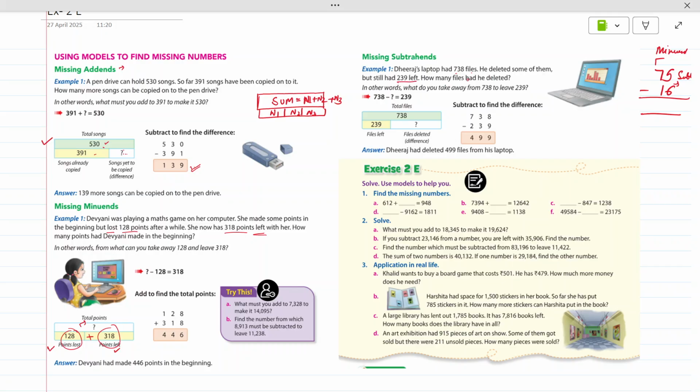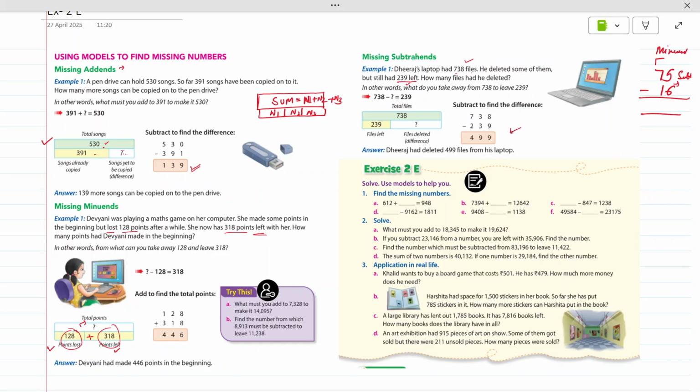He deleted a few, and the amount left with him is 239. We have to find out how many files he had deleted. How can we do it? This is simple subtraction. We have the total, we have one of the figures, 239 is left, and how many has been deleted? We can do it with normal subtraction. This is what we know.